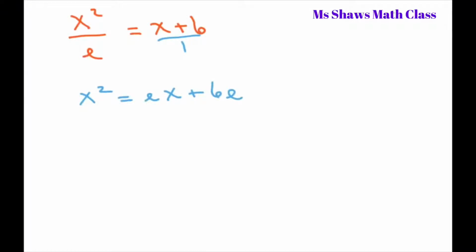Now, since it's a quadratic, let's move everything to the left-hand side of the equation. Remember, e is just a constant, which is approximately very close to 2.718. So I'm going to have to use the quadratic formula, and I'll go ahead and do that on the next slide. X squared minus ex minus 6e equals 0.